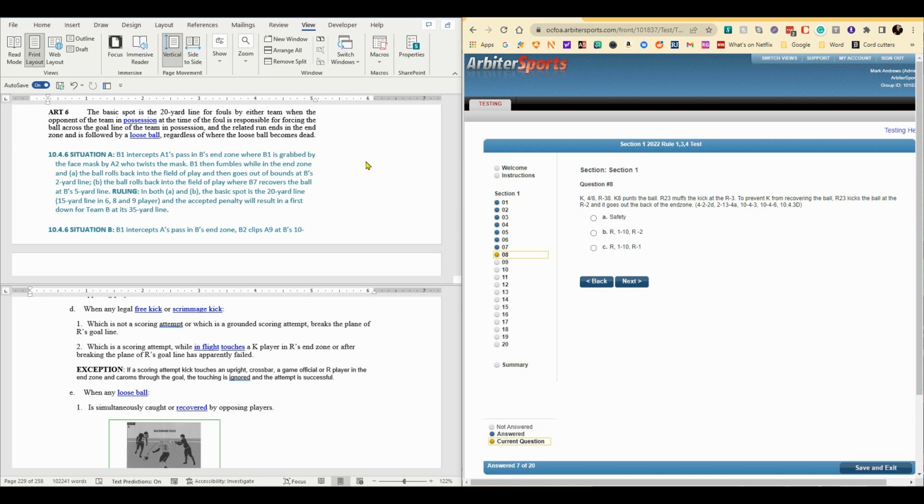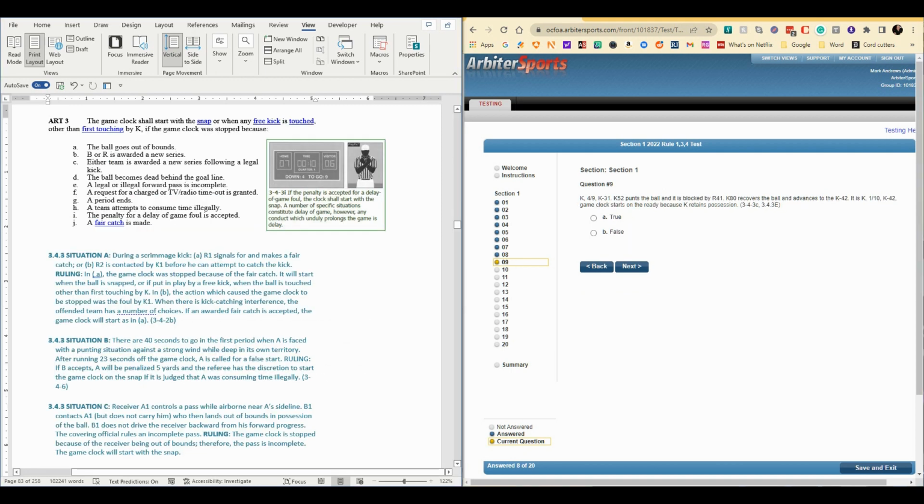means a foul by R or A committed behind the basic spot is a spot foul. So R kicked that ball at the 2. We're going to enforce the penalty, half the distance to the goal, a whole 1 yard, and it'll be R's ball, 1st and 10 at their own 1 yard line. The answer is C.